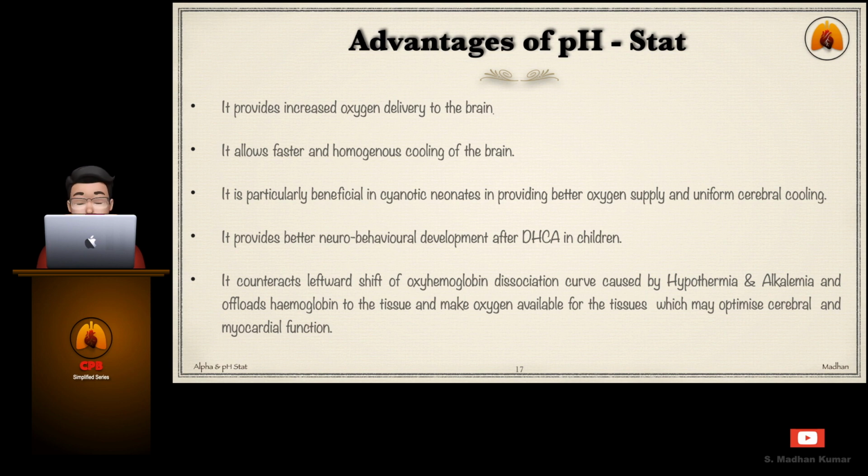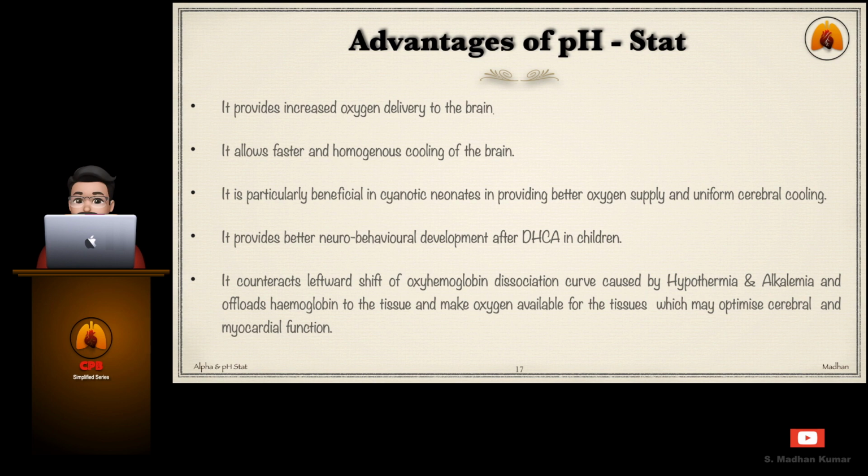pH stat is particularly beneficial in cyanotic neonates and infants because it shifts more blood flow away from the aortopulmonary collateral circulation towards the cerebral circulation, improving cerebral cooling and oxygen supply. It provides better neurobehavioral development after DHCA in children.